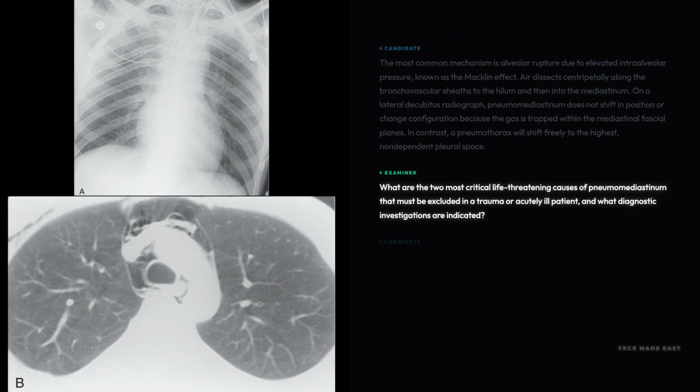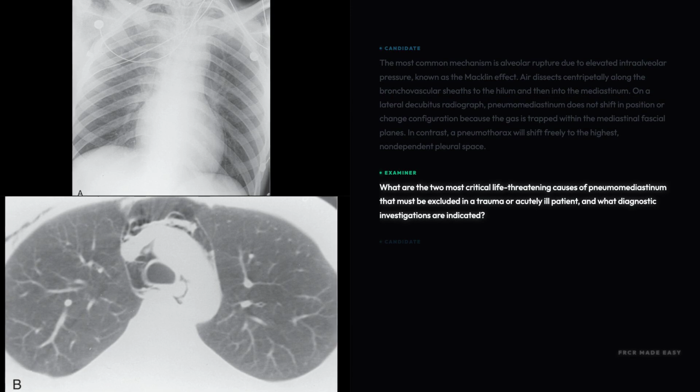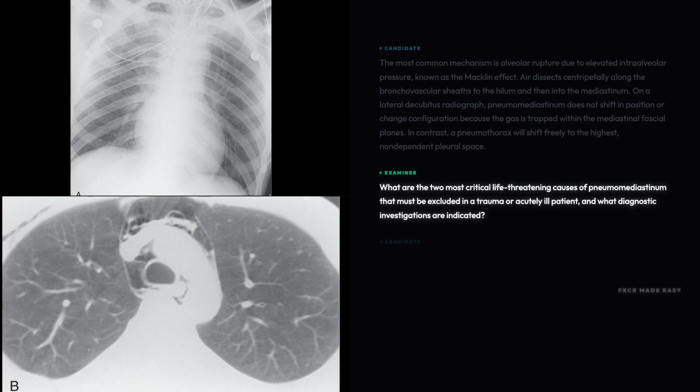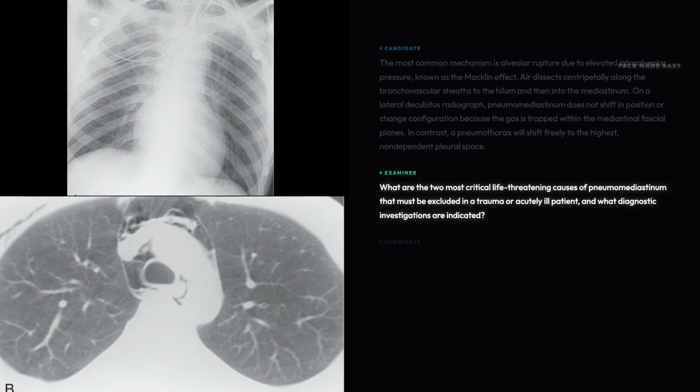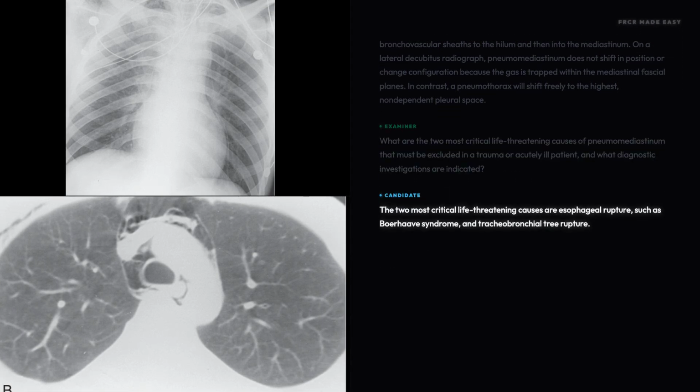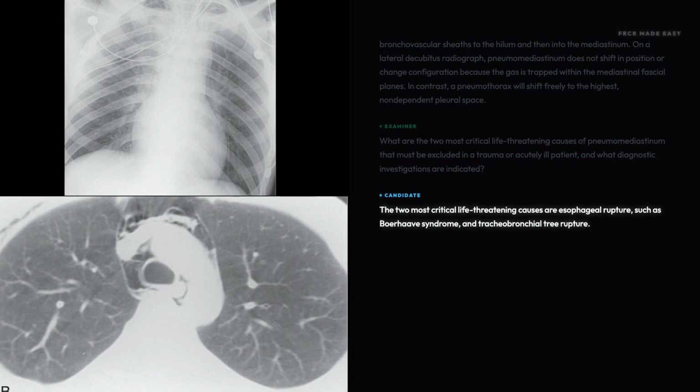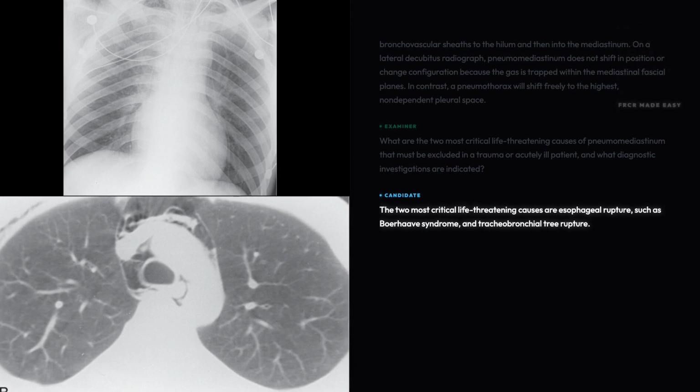What are the two most critical life-threatening causes of pneumomediastinum that must be excluded in a trauma or acutely ill patient? And what diagnostic investigations are indicated? The two most critical life-threatening causes are esophageal rupture, such as Boerhaave syndrome, and tracheobronchial tree rupture.